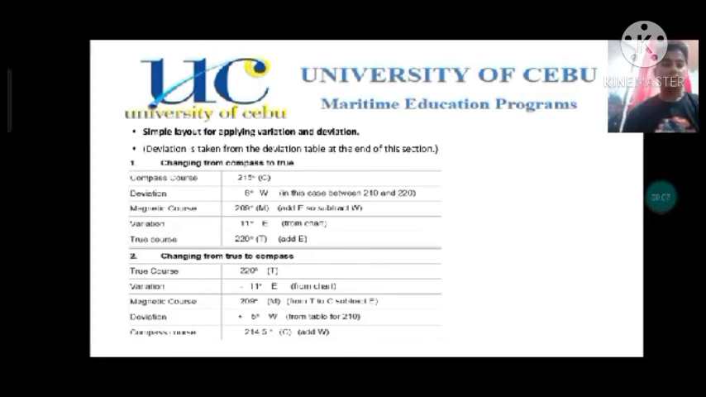So, simple layout for variation and deviation. Deviation is taken from the deviation table at the end of this section. So, one is changing from compass to true. The compass course is 215 degrees and the deviation is 6 degrees, the magnetic course is 209 degrees and the variation is 11 degrees, and the true course is 220 degrees.